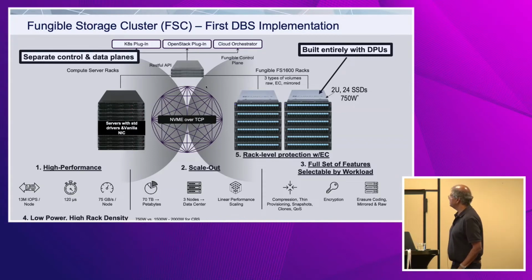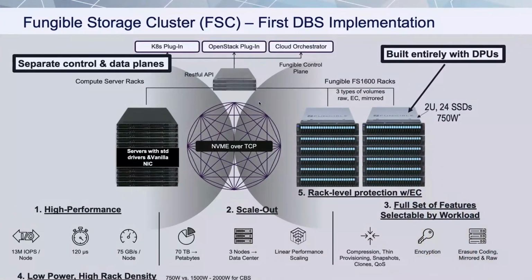And then, of course, it's, like I said, built entirely with DPUs. And then we do this rack level protection. So this is also quite differentiated. I mean, whether you go to Amazon EBS or Azure, for high performance storage volumes, if you want protection at the node level or at the rack level, you typically have to do 3-way replication or something like that. In our case, we do 4+2 erasure coding or 8+2 erasure coding.